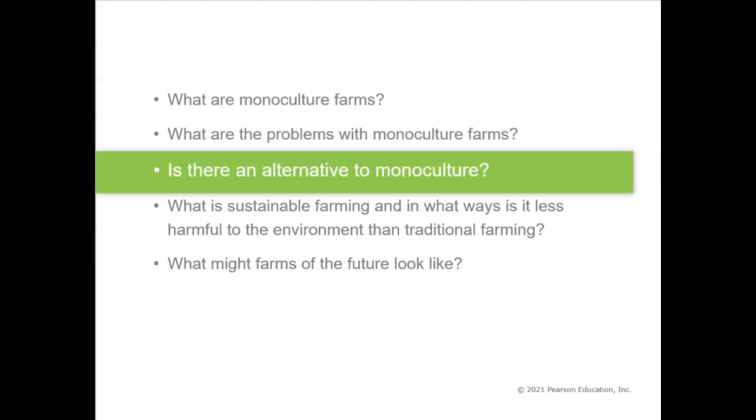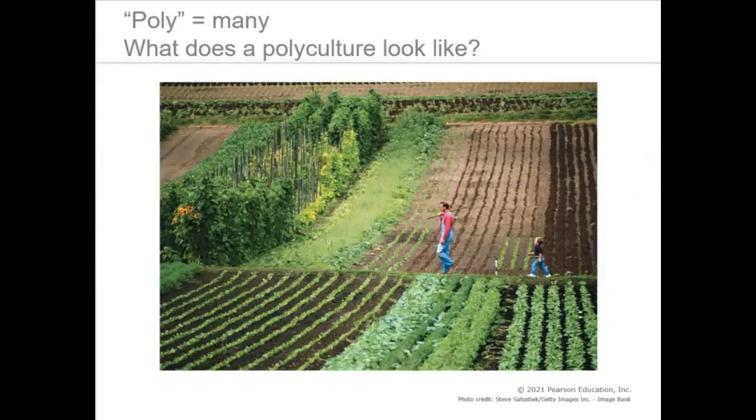Another thing we didn't really talk about much is that when you only have one crop, a monoculture, it really decreases biodiversity and the diversity in the habitat. And so an alternative to monoculture would be to grow more than one thing at one place. So polyculture, poly means many, so polyculture is going to be when you're growing many crops at the same time and often growing crops and animals in conjunction.